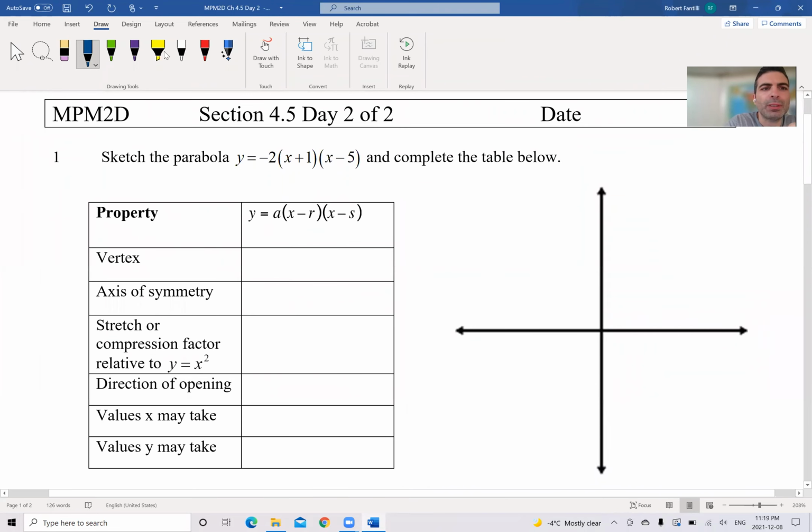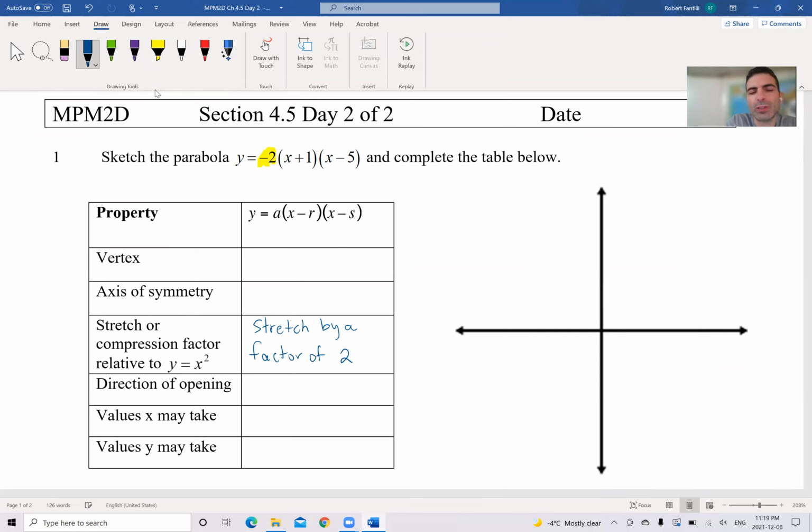So sketch this parabola. First question, when I look at this parabola, I know it's stretched by a factor of 2. So if I want to get some marks right away, I can fill that in: stretched by a factor of 2. You could write stretch, a equal -2. That's fine as well. But you have to define whether it's stretched or compressed, okay? That's important. Axis of symmetry, I don't know that just yet. Vertex, I don't know.